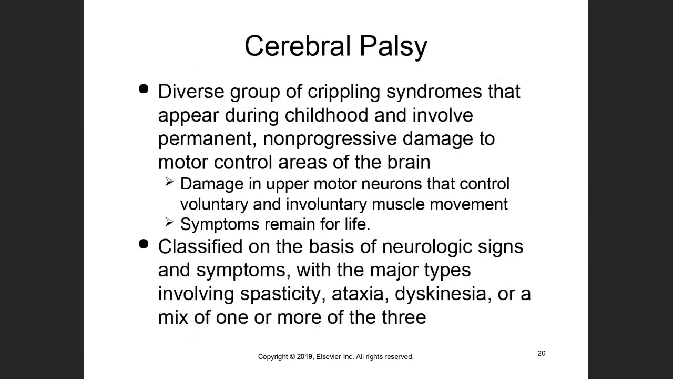Cerebral palsy is a group of crippling syndromes that appear during childhood and involve permanent, non-progressive damage to motor control areas of the brain. Damage in upper motor neurons that control voluntary and involuntary muscle movement. Symptoms remain for life. Classified on the basis of neurological signs and symptoms, with the major types involving spastic, ataxia, dyskinesia, or a mix of one or more of the three symptoms.